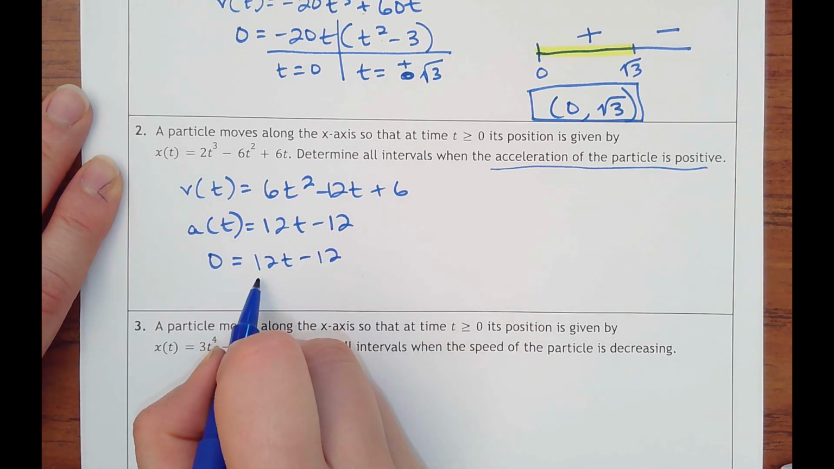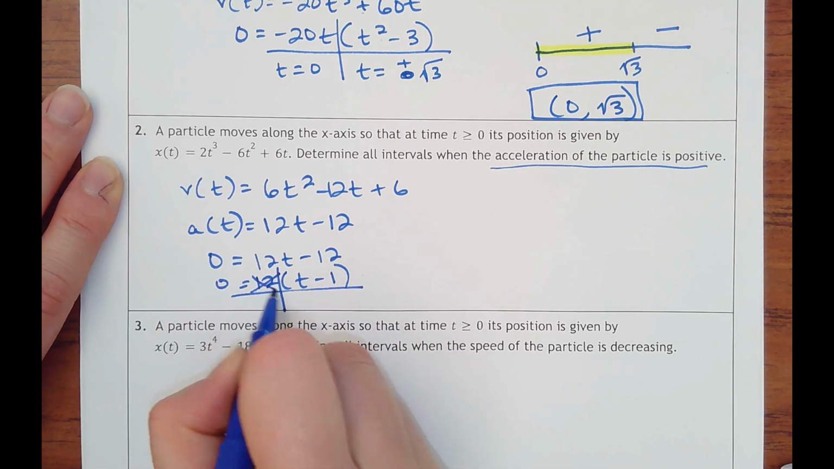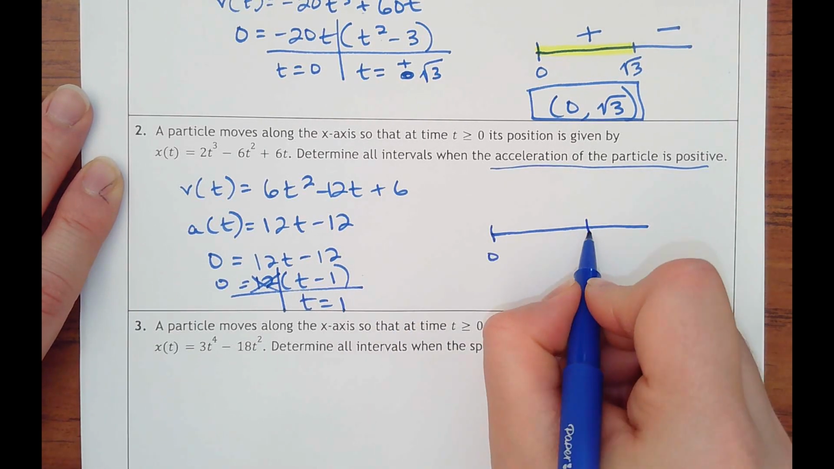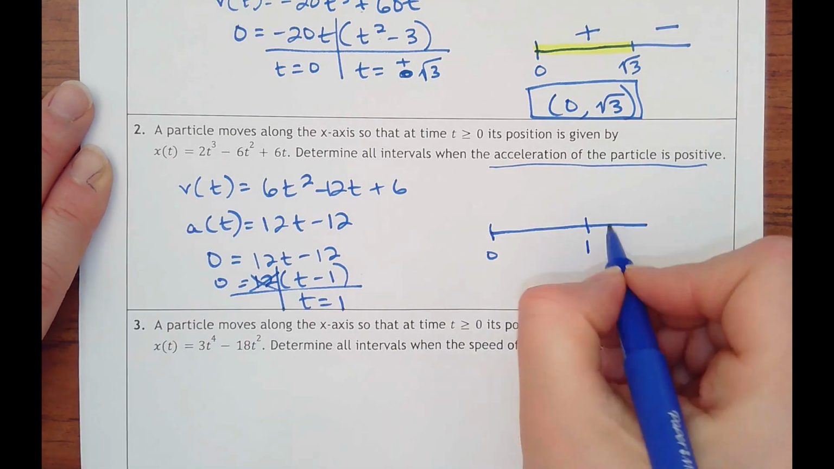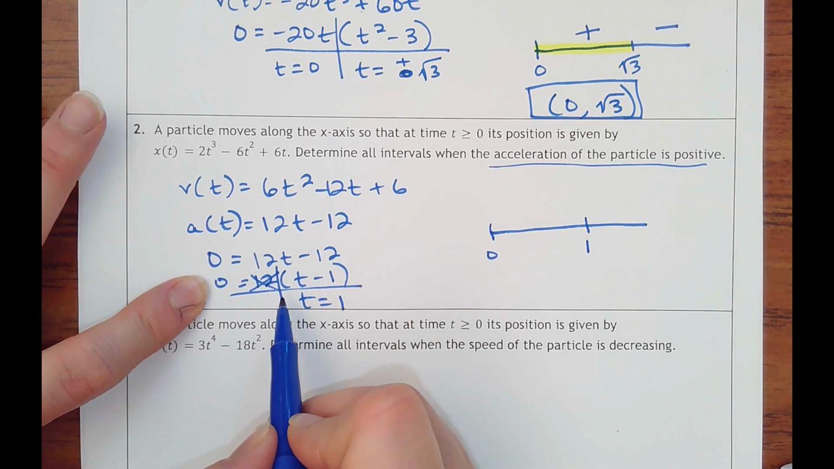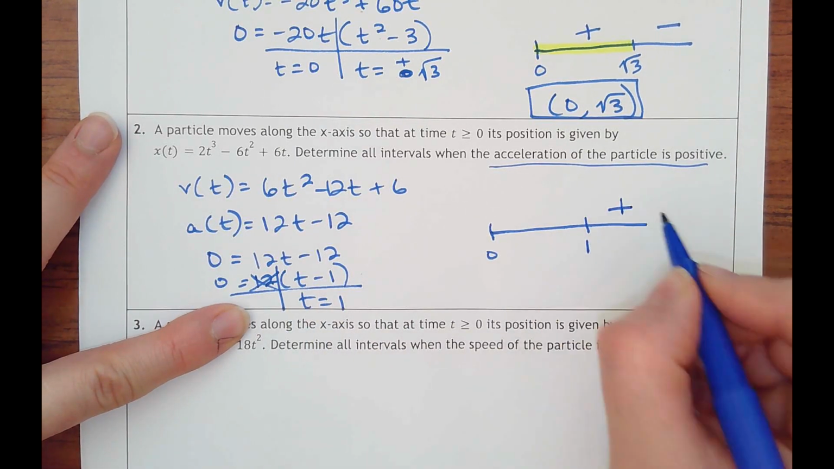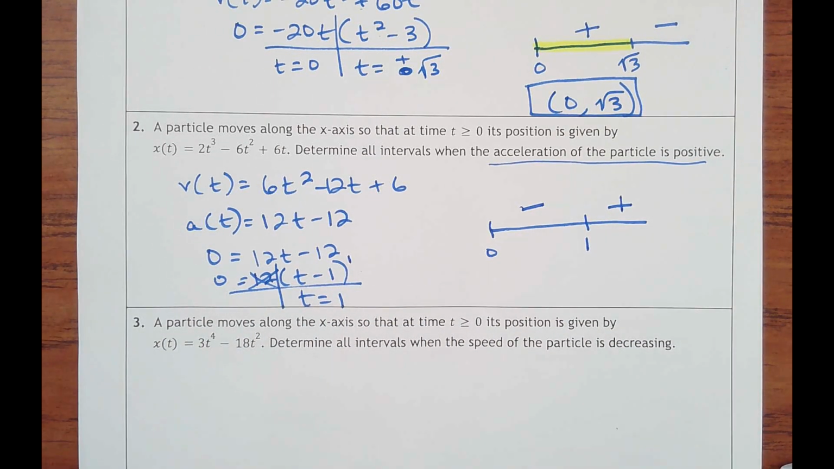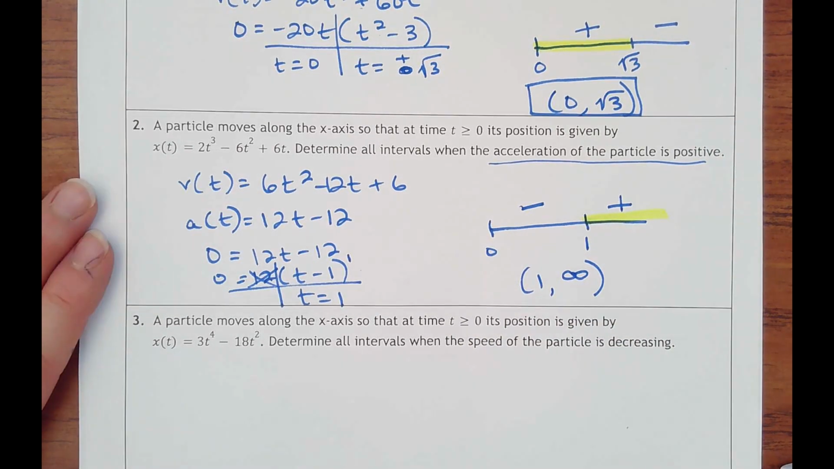Easy enough to factor. We'll take out a 12. That'll be a t minus 1. 12 does nothing for us. We get a time of 1. So from 0 to 1. And again, because I'm never going into the negative times, I would try plugging in 2 to my acceleration. 2 minus 1 is 1 times a positive 12 would be positive, and since this is an odd multiplicity, it should cross through. So where's the acceleration positive? Anywhere after 1. So let's say 1 to infinity, because it never says that the time is going to stop.